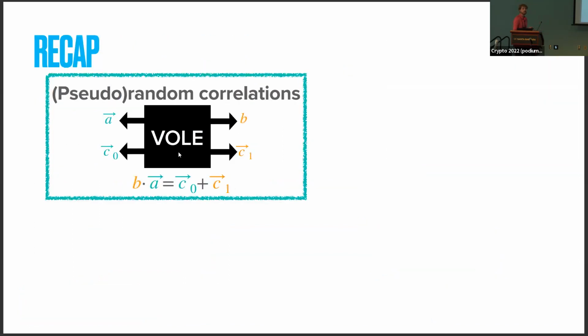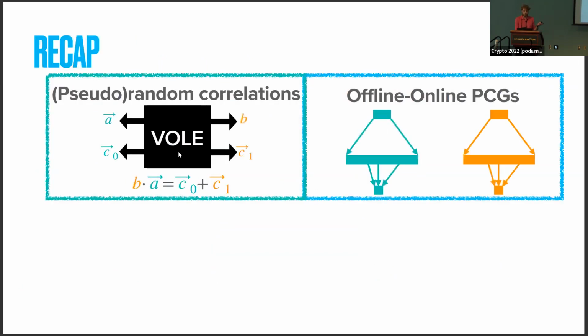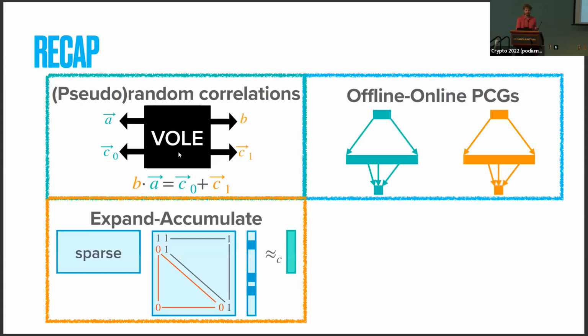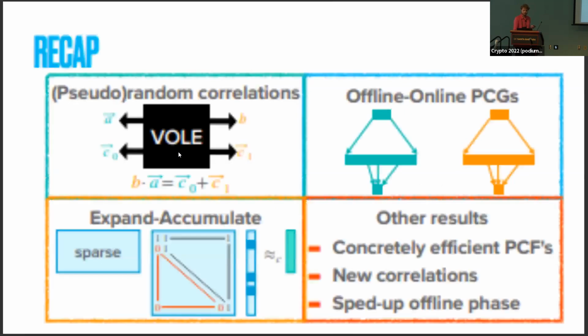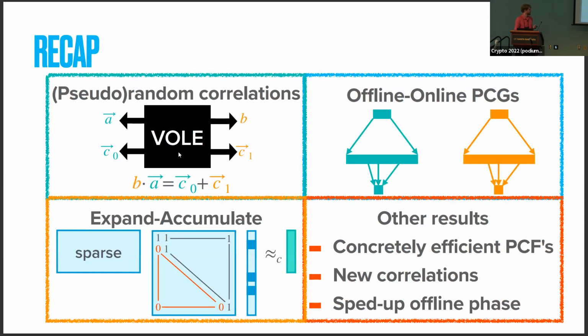Okay, I believe I'm over time, so allow me to quickly recap. We talked about generating correlations. In particular, we talked about Boolean blocks that we hope to instantiate. And the way we proposed to do this was via these offline-online PCGs. This is the picture to keep in mind. The special class of codes that allowed us to get our construction are these expand-accumulate codes, and we gave some theoretical analysis to show that they do, in some sense, provide a PRG, at least against a class of attacks. And then we had a few other results that I briefly sketched at the end.